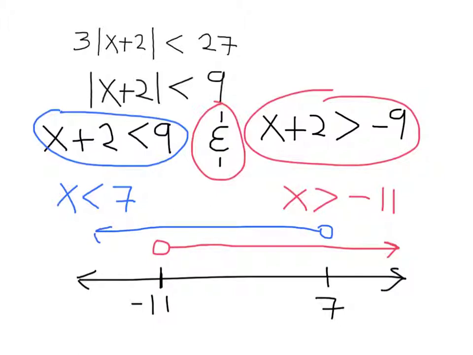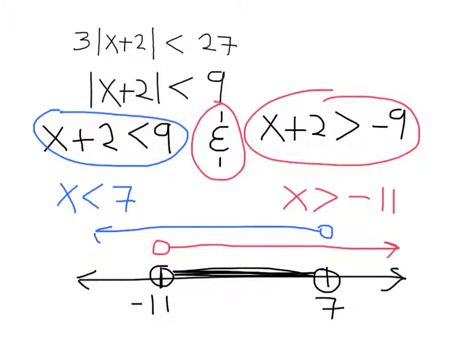Alright, now since it's an AND situation, you're focusing only on the intersection, and we have an open circle here, open circle there, and the intersection occurs between those 2 points. So that's how you would graph that particular problem.